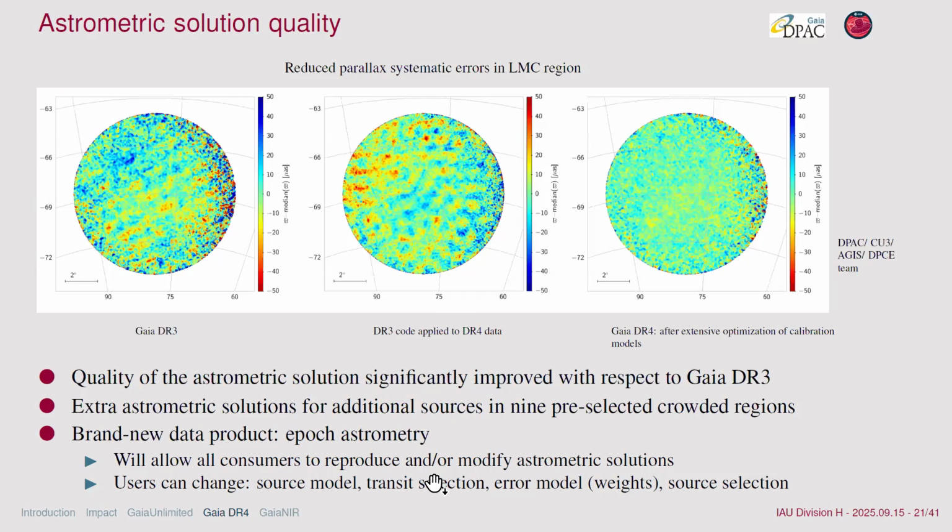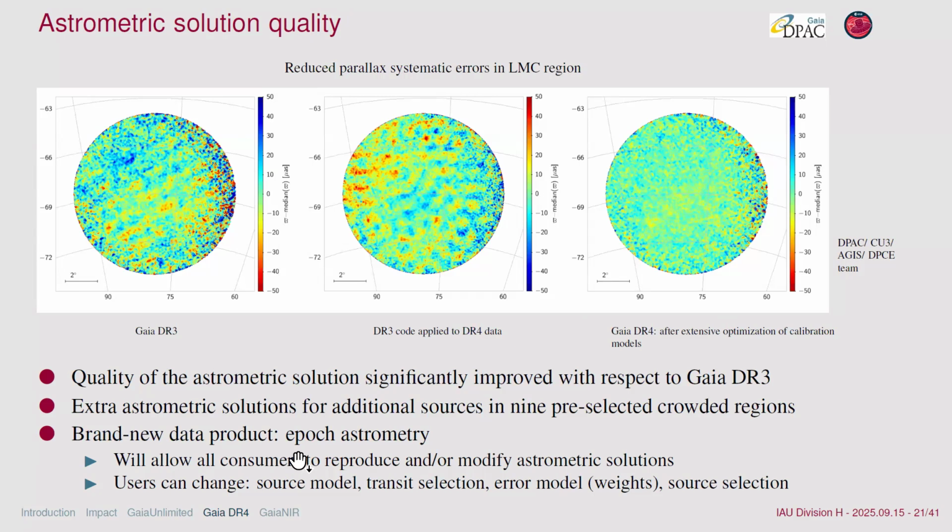I'll come back to this bottom point later on, the epoch astrometry. Well, maybe I better say something about it now. One of the brand new data products in Gaia DR4 will be the epoch astrometry for all sources. So you will get the time series astrometric measurements, which you can, for example, use in your own search for particular types of binary stars or exoplanets, etc.